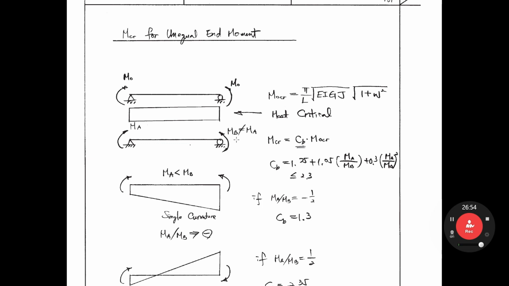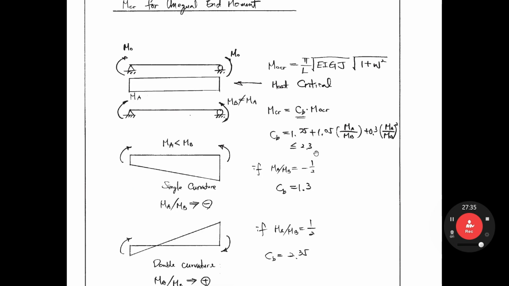We already studied a very similar thing in the column, right? So in the case where the moment is different, Mcr equals M0cr times Cb, so the Mcr increases by Cb times. Cb can be calculated as 1.75 plus 1.05 MA/MB plus 0.3 (MA/MB)², and that must be less than 2.3. This equation comes from some research.